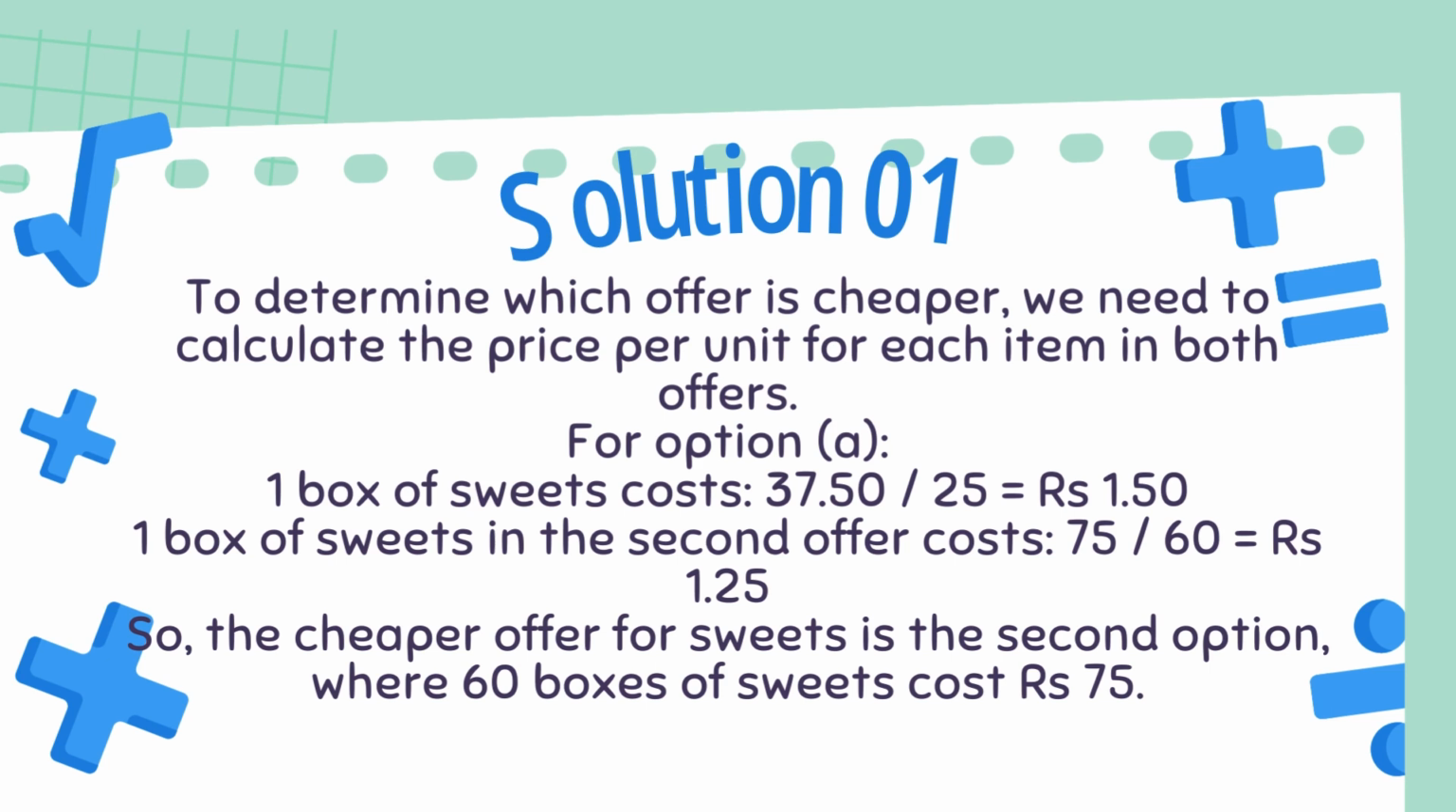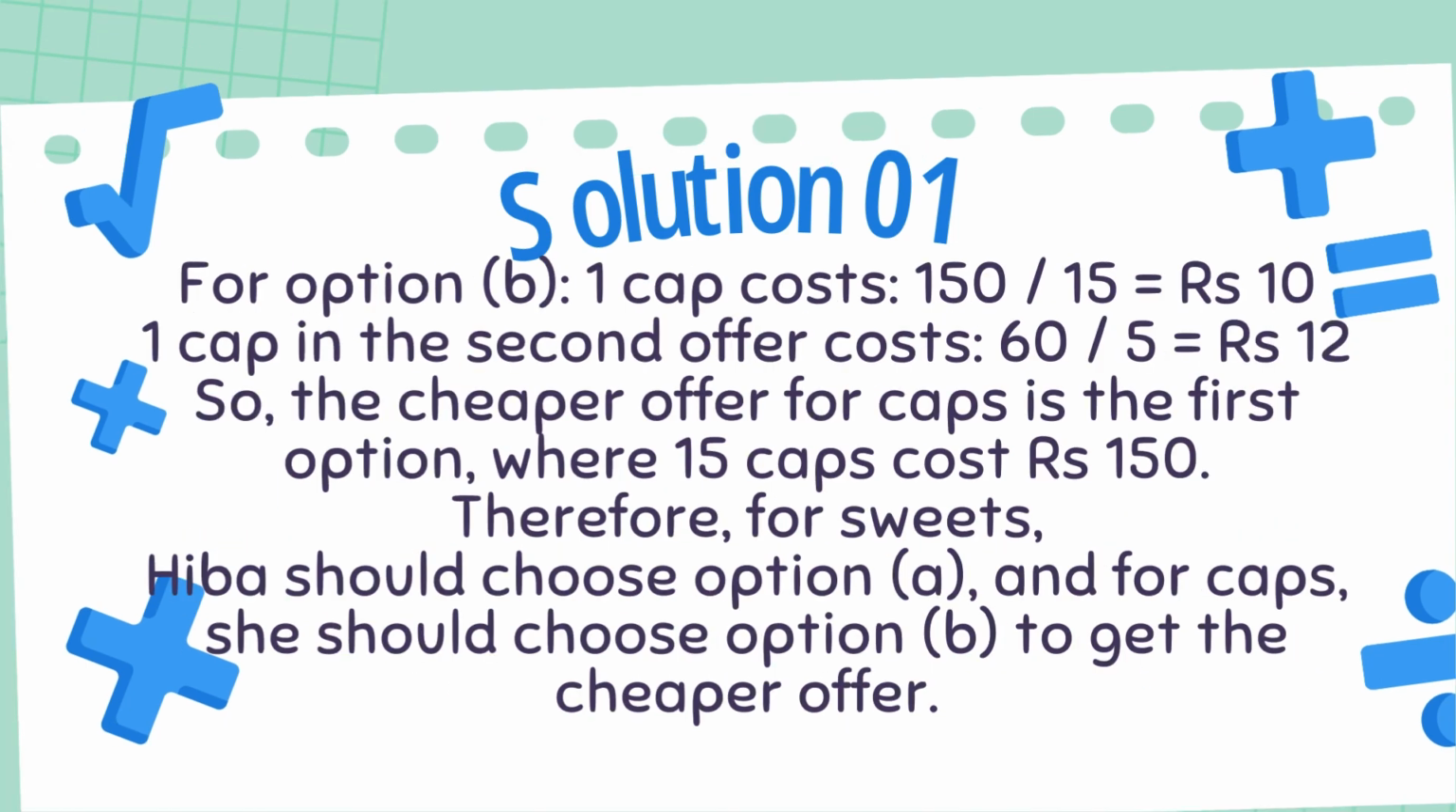One box of sweets in the second offer, 60 boxes of sweets for rupees 75, so 75 divided by 60, you will get rupees 1.25. Which is the lower price, rupees 1.50 or rupees 1.25? Correct, 1.25. So Hiba will choose the second option, the 60 boxes of sweets for rupees 75. Next, the offer is about the caps: 15 caps for rupees 150 or 5 caps for rupees 60. Which offer will she choose?